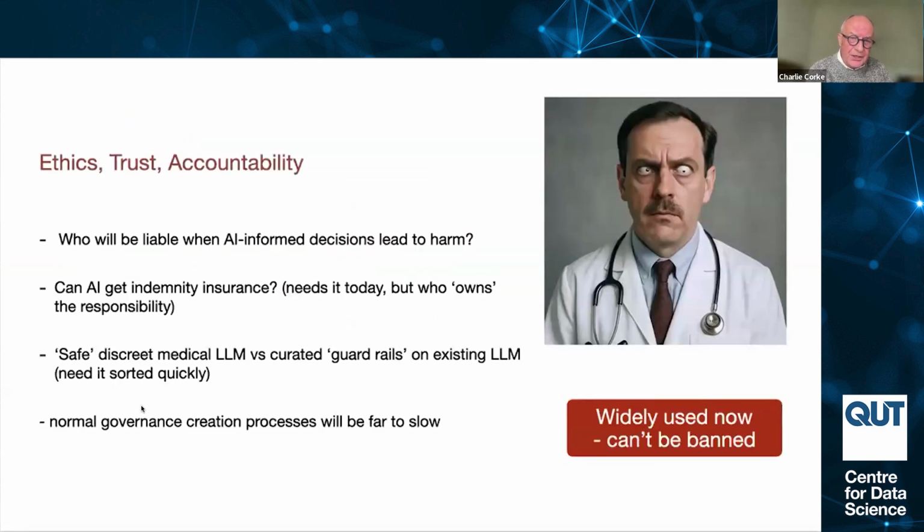The trust and the things is a problem. Who'll be liable? My hospital has banned all use of AI, which of course is a complete non-entity, a madness, because everyone's using it on their phones all the time. So, you know, banning it's not a solution. I would imagine that I would give AI indemnity insurance because I think it's a lot more reliable than doctors. So we need it today, but I'm not sure who owns the responsibility, and that's going to be an issue.